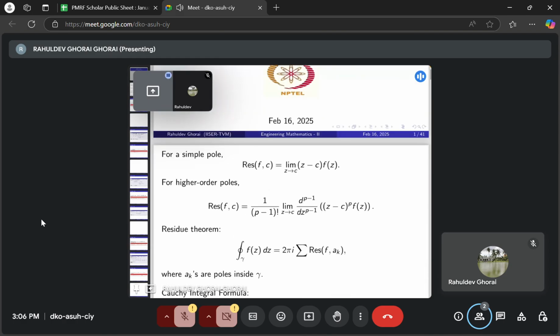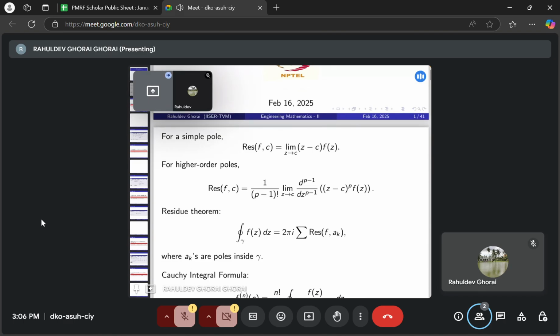Today we will be doing a few examples from the assignment and one or two extra questions on poles, the residue theorem, and the Cauchy integral formula. Mainly on this, we will be solving a few questions.